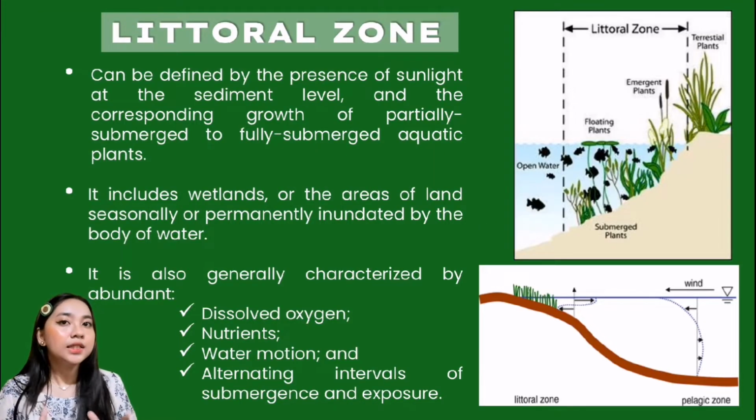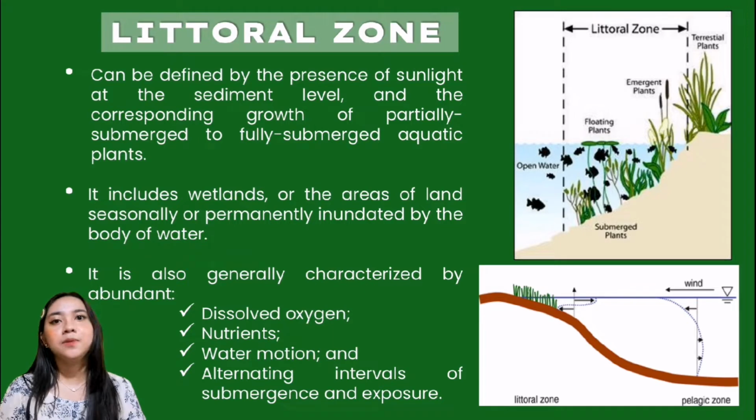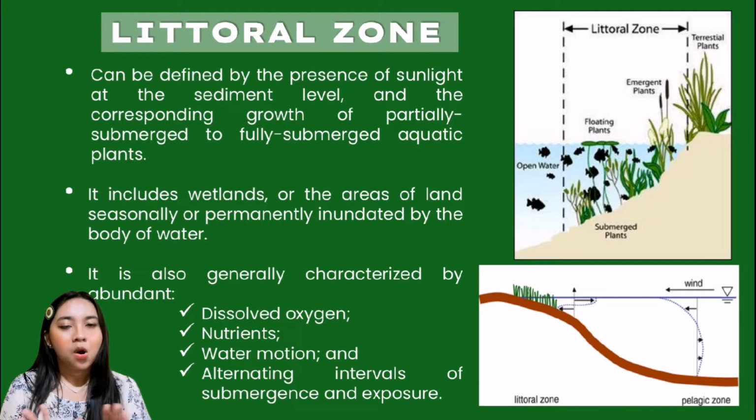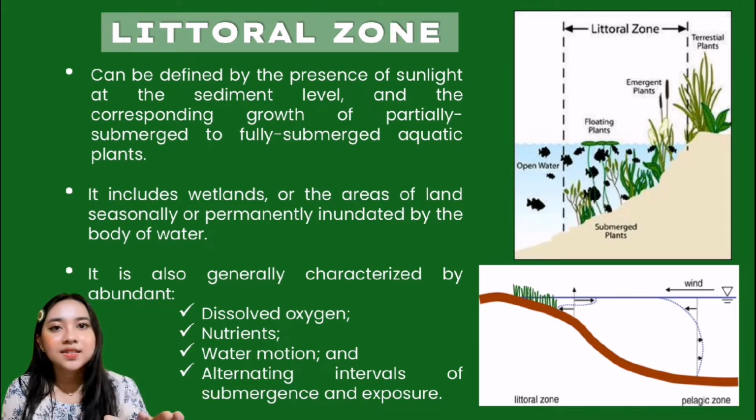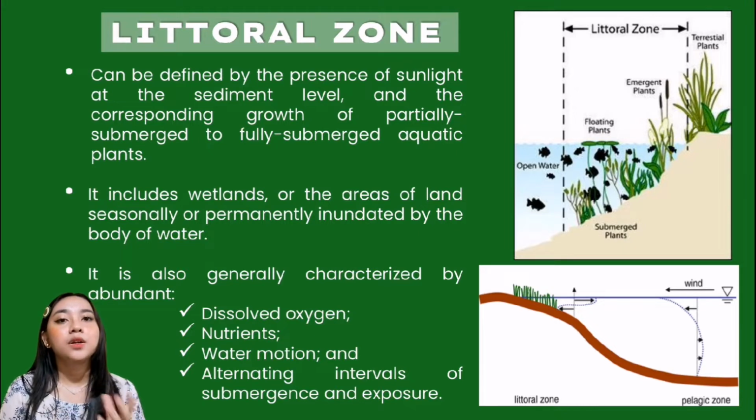Now we have the littoral zone. It can be defined by the presence of sunlight at the sediment level and the corresponding growth of partially submerged to fully submerged aquatic plants. In freshwater environments such as lakes or rivers, littoral zones include wetlands, or the areas of land seasonally or permanently inundated by the body of water.